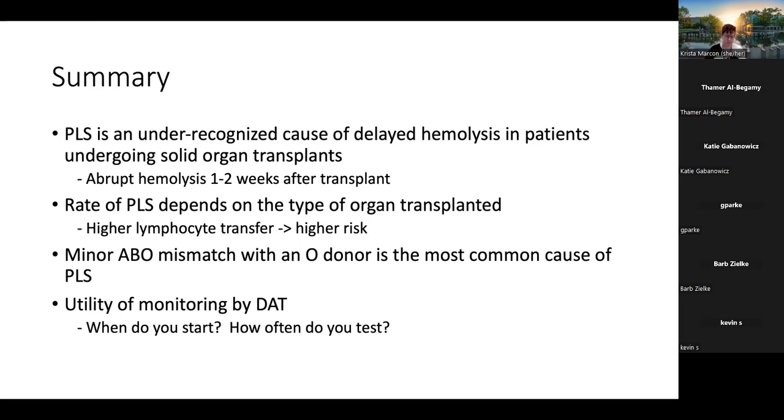Therefore, some studies suggest routine monitoring of patients with the DAT. But since we know that around 30% of all alloimmunized cases do not show evidence of hemolysis, and we know that the DAT could remain positive for weeks or even a month after a hemolytic episode, this raises the question of how we can best utilize the DAT and whether there is a better method that we could use instead.